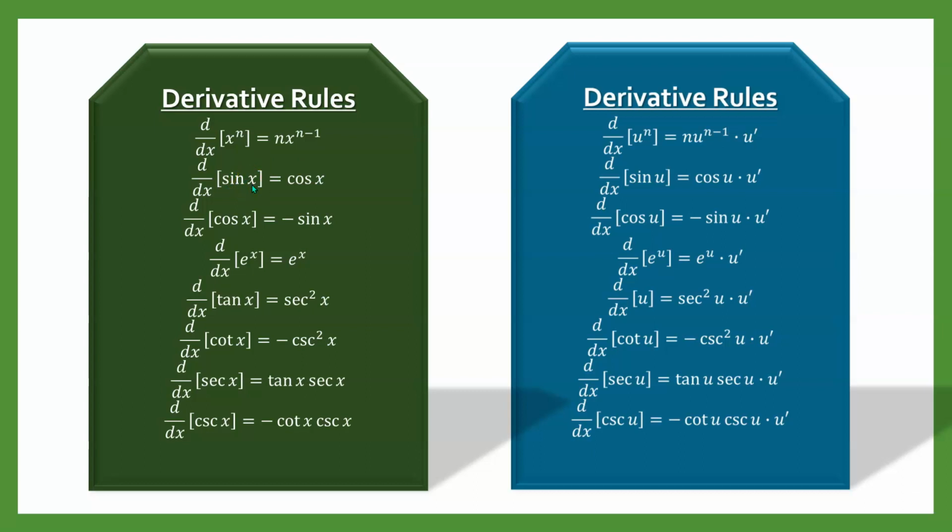We already knew that the derivative of sine x was cosine x, so the derivative of sine of anything is the cosine of that thing times the derivative of that thing. The derivative of e to the x is e to the x, so the derivative of e to the something is e to the something times the derivative of the something. The derivative of tangent x is secant squared of x, so the derivative of tangent of u equals secant squared of u times the derivative of u.